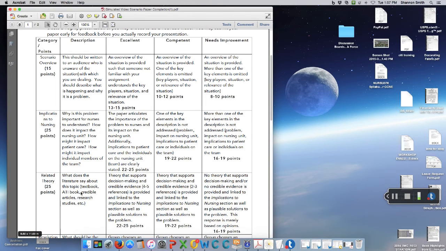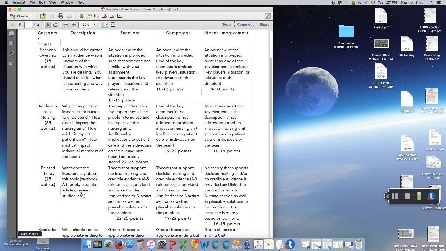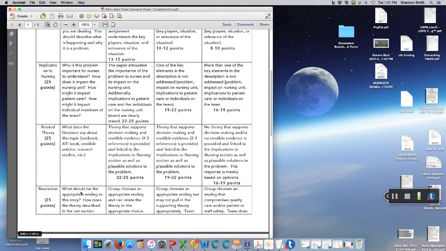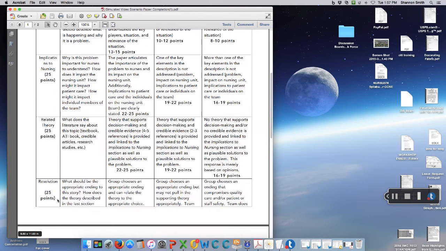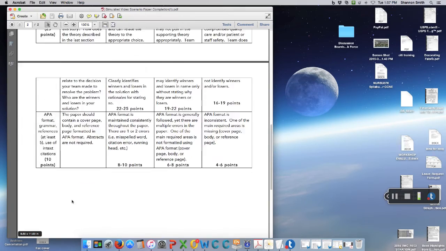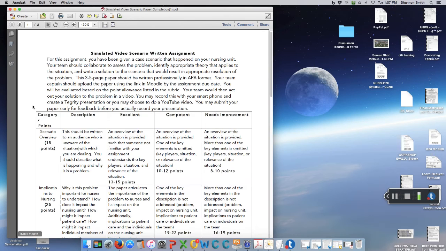And then related theory. You can use your textbook, ATI book, any kind of article that you find. A lot of people have found very good patient safety articles in nursing journals, so anything like that will be fine. And then resolution. You should describe how you will end this scenario. So in other words, you're going to say, we're going to call the doctor. If I have a problem, what resources would you use if he still doesn't want to come, and that type of thing. And then, of course, APA format, that's 10 points of the paper. And so this gives you a step-by-step guide in building that paper.